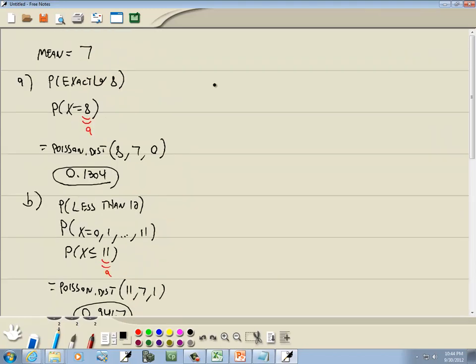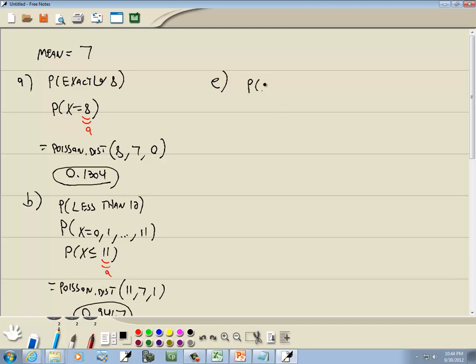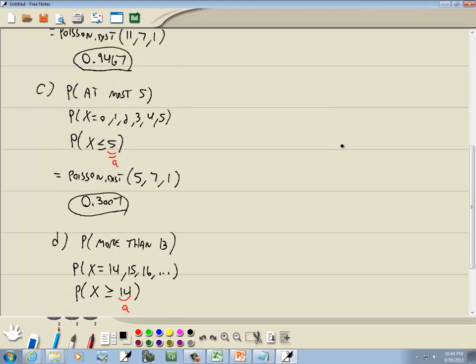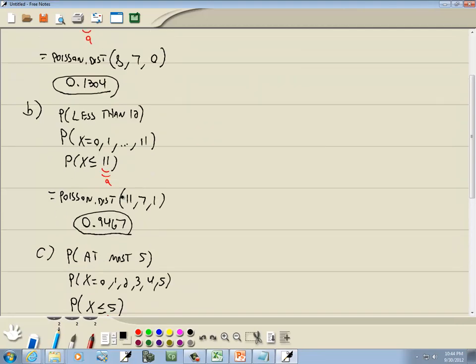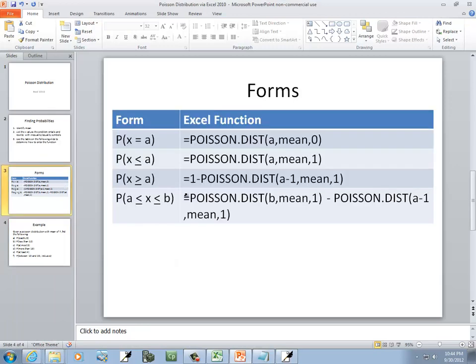Okay, let's look at E. It says at least 4. More than 13 didn't include 13. At least 4 actually includes 4. So this is, if I list all the possibilities, at least 4, that'd be 4, 5, 6, forever. Remember, there's no upper limit to this, it goes to infinity. So if I write this in terms of inequality symbols, that's x is greater than or equal to 4. And this will be our a, so a is 4. So we're looking for an x is greater than or equal to.